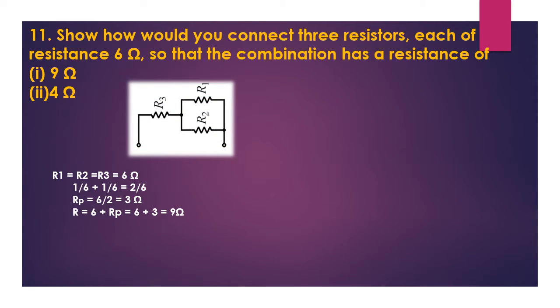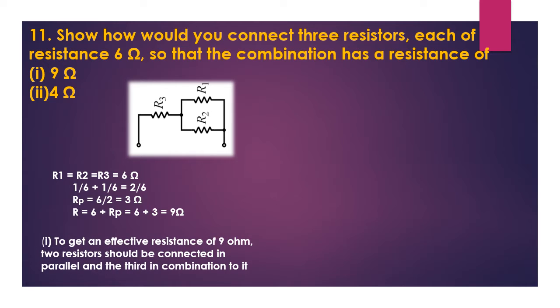Let us look at the circuit diagram. So two resistors should be connected in parallel. You can see R1 and R2, each is having 6 ohm. So both are connected in parallel, and to this combination we put the third resistor R3, that is 6 ohm, in series. So 1 by 6 plus 1 by 6, it will be 2 by 6. RP will get as 3 ohm, and when we add 6 plus 3 we get it as 9 ohm.